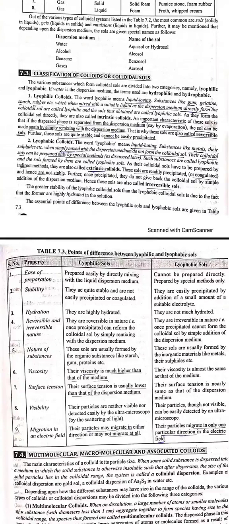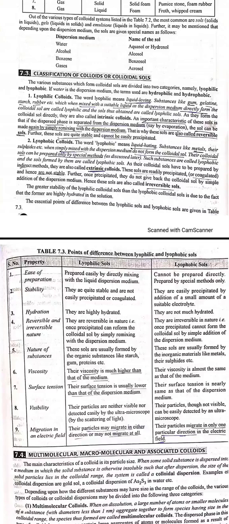The various substances which form colloidal sols are divided into two categories, namely lyophilic and lyophobic. If water is the dispersion medium, the terms used are hydrophilic and hydrophobic. Now, our first is lyophilic colloids. The word lyophilic means liquid loving substances like gum, gelatin, starch, rubber, etc., which, when mixed with a suitable liquid as a dispersion medium, directly form the colloidal sols. These are called lyophilic sols. As they form the colloidal sols directly, they are called intrinsic colloids.